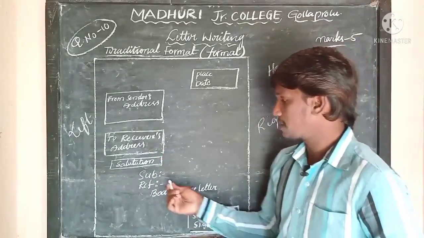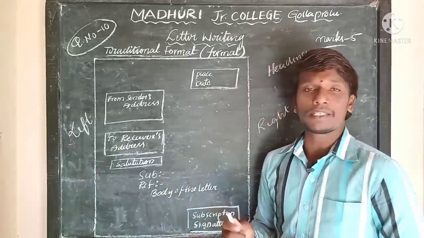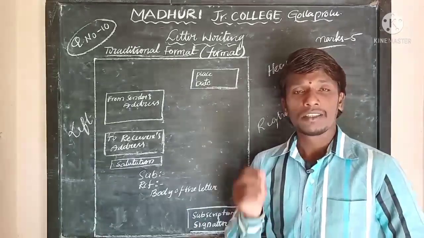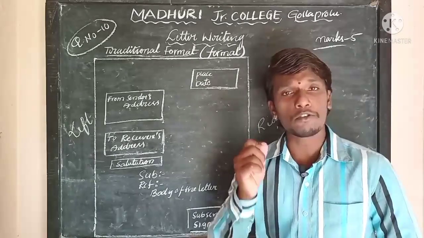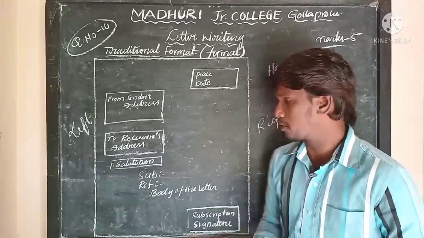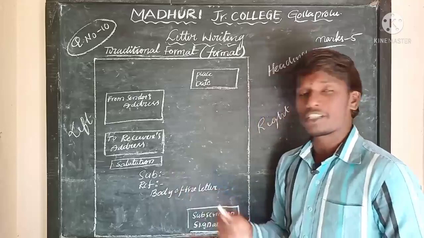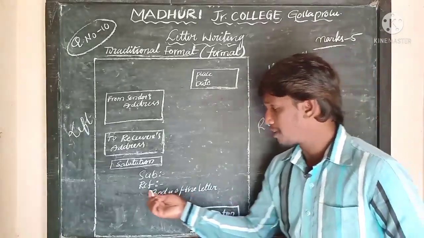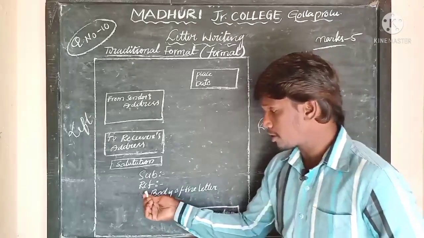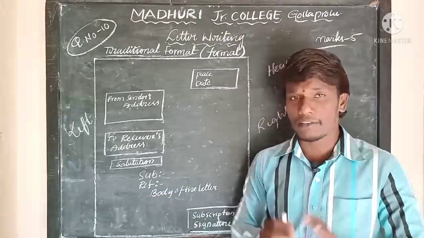And now coming to the subject. What is the subject here? Subject is nothing but the matter or the concept you want to tell, narrate, or convey. So the main gist or main concept of the letter is to be written in the form of a subject. And now reference. You should not write this reference for all kinds of letters.